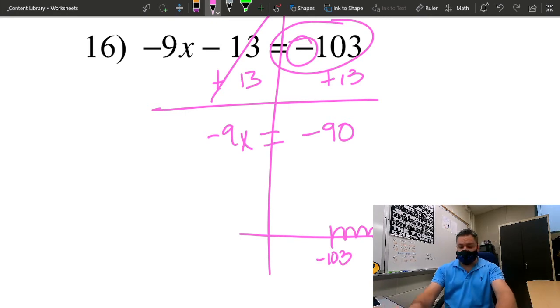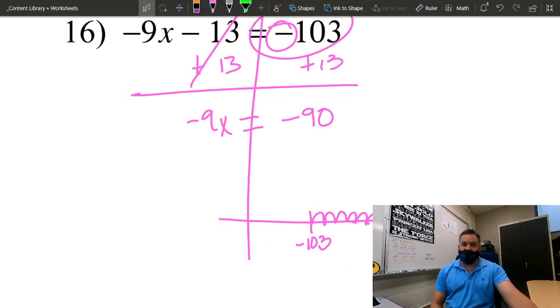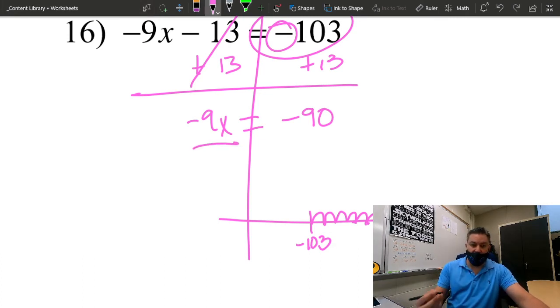Okay? Now, my last step right here. Negative 9x. I already added, so my next step is to multiply or divide, right? What am I going to do? Am I going to multiply or am I going to divide? I'm dividing. Why am I dividing? Because they're multiplying. Very good. So I've got to divide by what? By positive 9. Negative 9. Don't forget to bring the sign along.